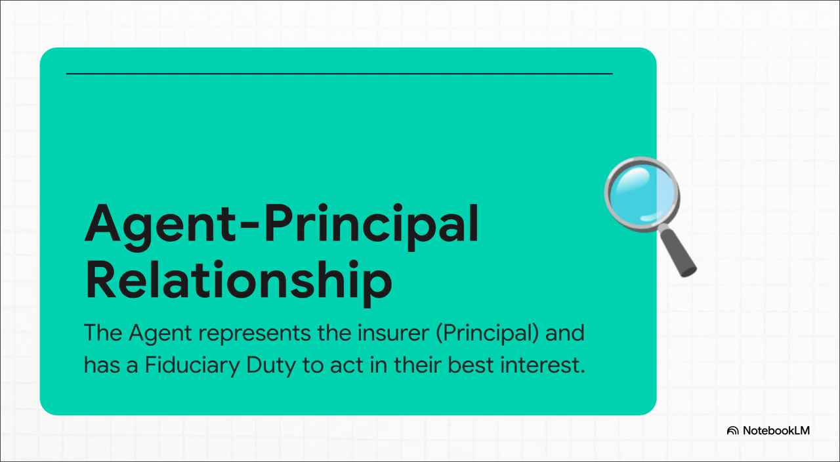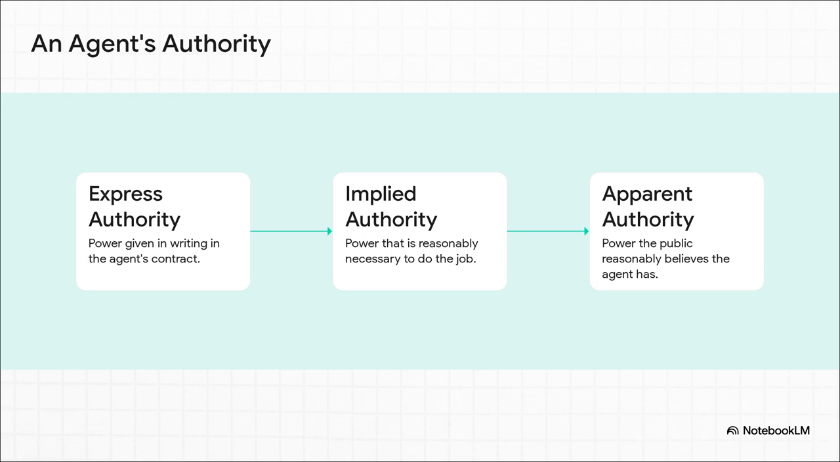And there are different types of agents, too. A captive agent works for just one company, an independent agent can sell for multiple companies, and a general agent is someone who manages other agents. So what gives you the power to do your job? It comes in 3 forms.